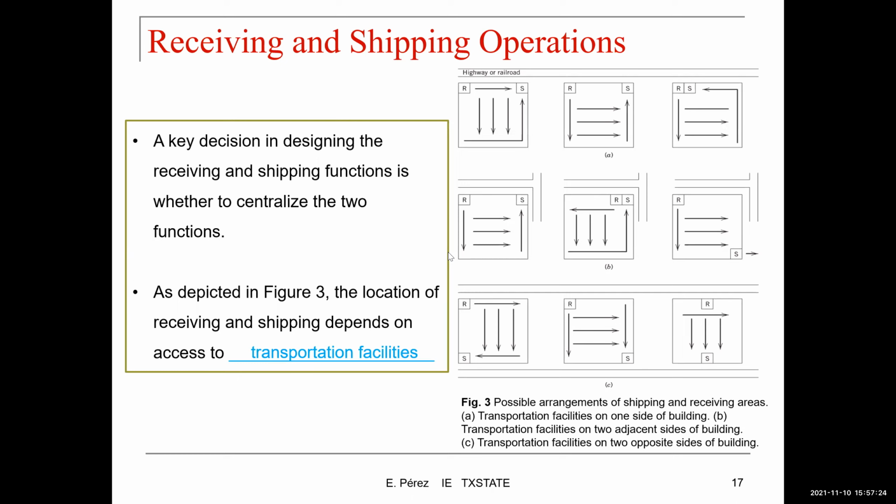And then the transportation facilities on 2 opposite sides of the building. This gives you more flexibility. So now you are not constrained by only one side. You have access on both sides, or at least 2 sides of the building. So you can put them on the corners, opposite. Actually, you can also consider having them in the middle, which can benefit you in terms of moving equipment, moving product, because distances might be shorter if you have the doors in the middle of the facility. So those are different configurations, possible arrangements of the shipping and receiving areas.